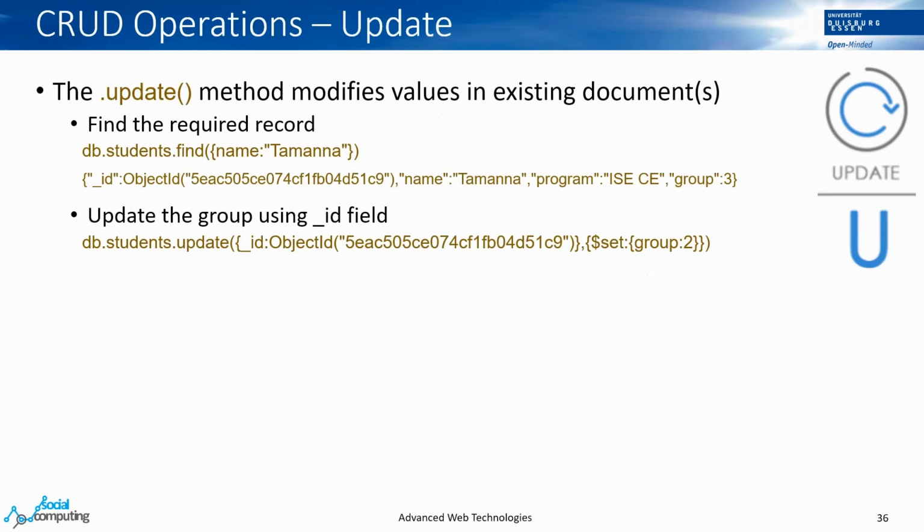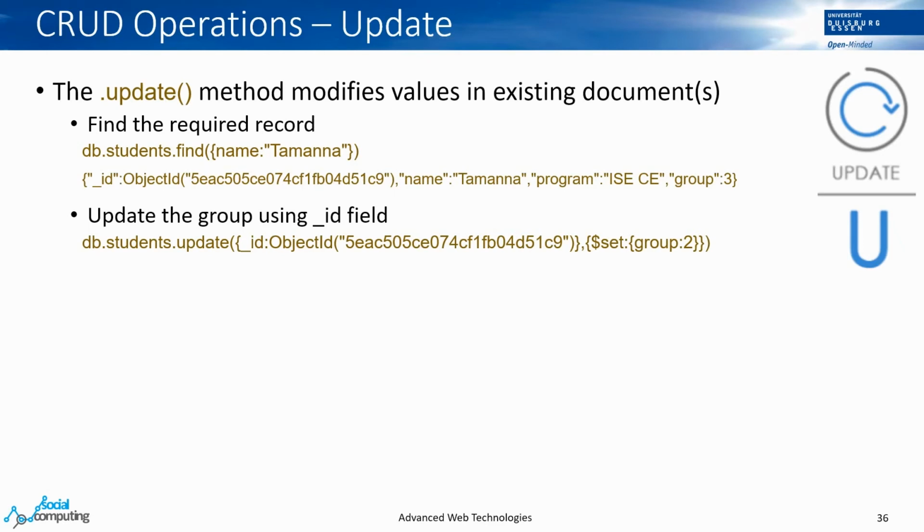Now, the first step to perform an update is to find some information about the record that you are going to update. For example, let's say we want to first find a record with the name Tamanna, and then we got the result. In order to update this record, you need to specify the criteria based on which you are going to find the record and then set or update some fields in that record. So ideally, if you want to update only one record, you should try to find that record based on its ID, because ID is unique.